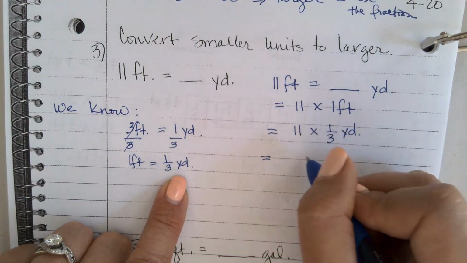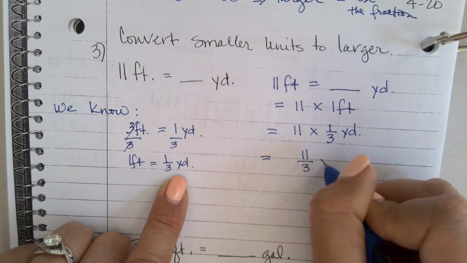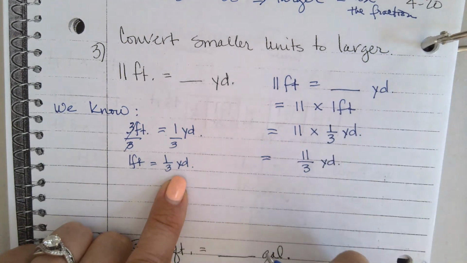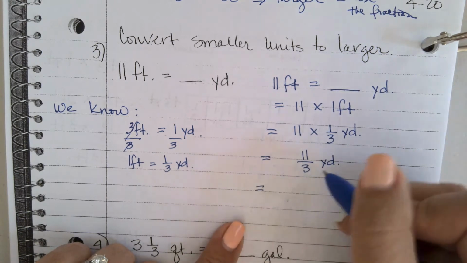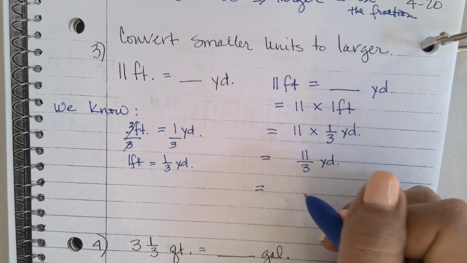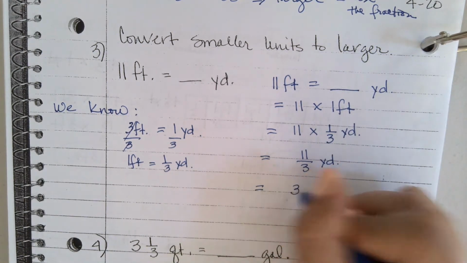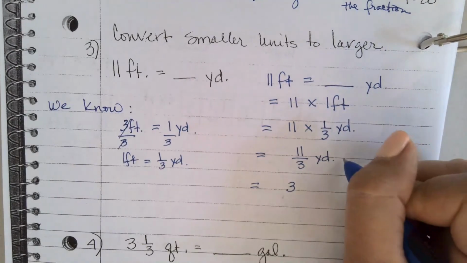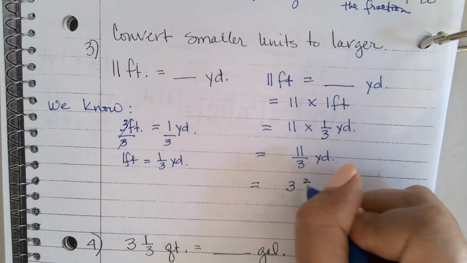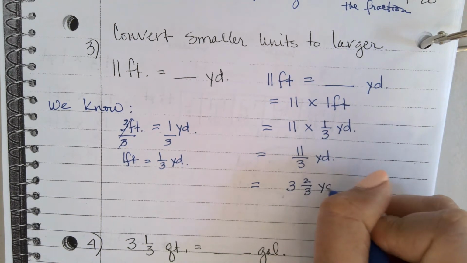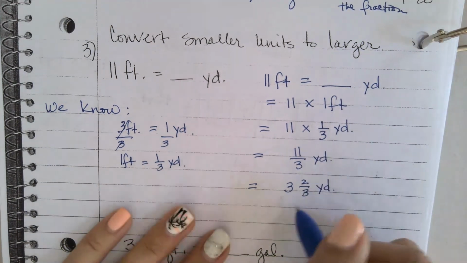So 11 times 1/3 is 11/3. So 11 thirds of a yard, but we can't leave it like that in an improper fraction. So 3 goes into 11 3 times, right? So how many are left over? 2/3 of a yard is left over.